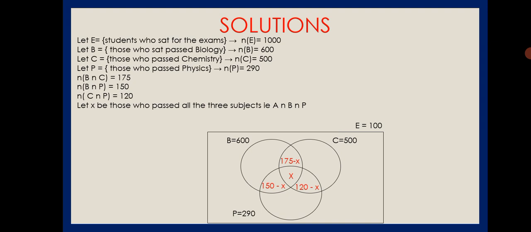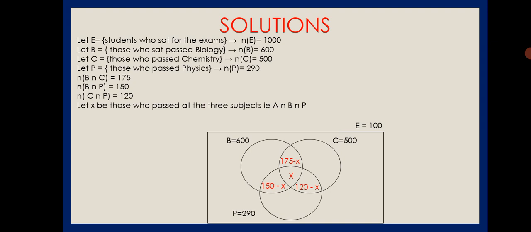In the Venn diagram, our universal set is 1,000, not 100, sorry. Biology, students who passed is 600. Chemistry, 500. Physics, 290. Remember, students who passed in biology and chemistry is 175. Students who passed in biology and physics is 150. Students who passed in chemistry and physics is 120.